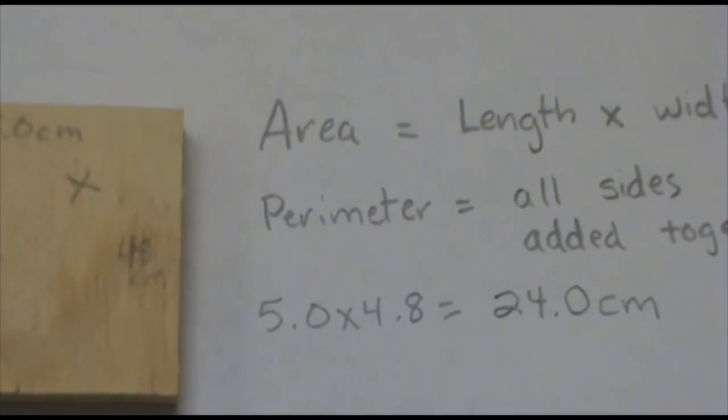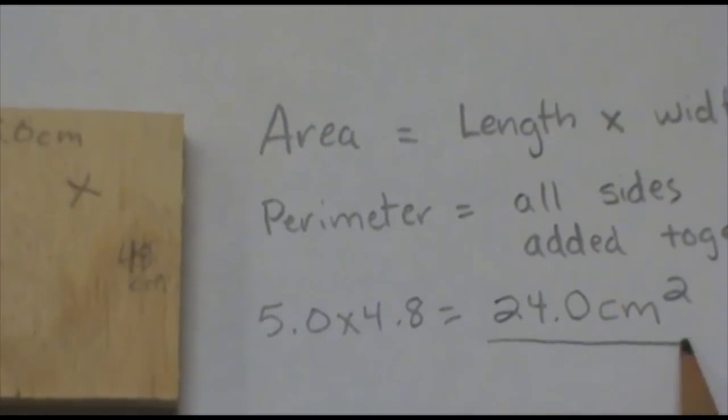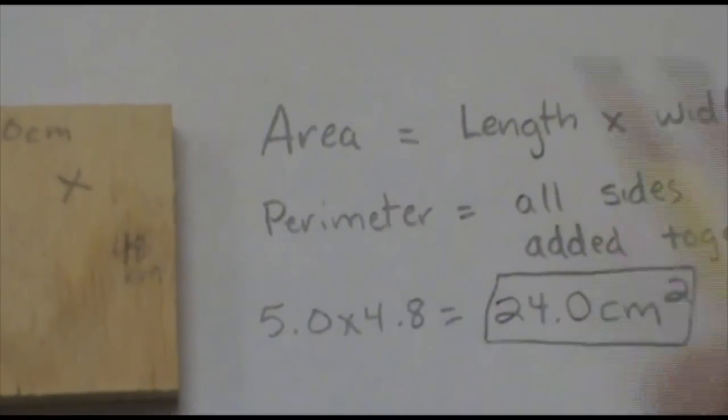Since we're doing area, the units are squared. 5.0 times 4.8 equals 24.0 centimeters squared. That would be the answer for our area.